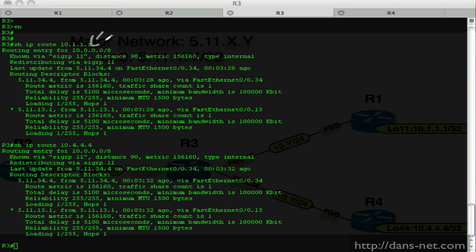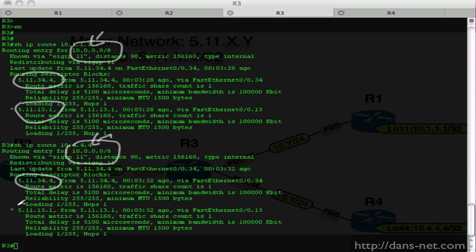When we look at R1's loopback 11, we see a 10.0.0.0/8 route, and it's pointing to R4 and to R1. We see the same thing for R4's loopback 44, a 10.0.0.0/8 route, pointing at R4 and at R1. Why do we see such a route? Why do we see a 10.0.0.0/8 route?